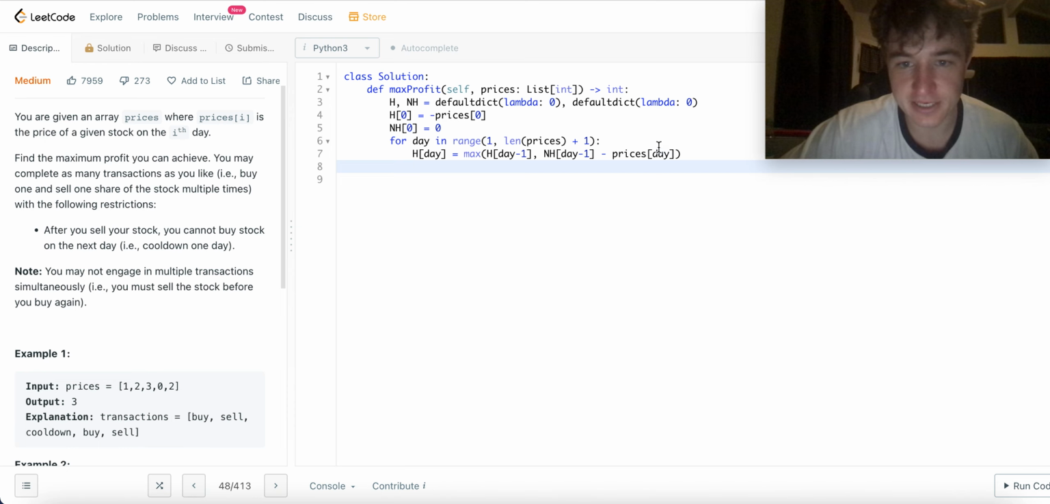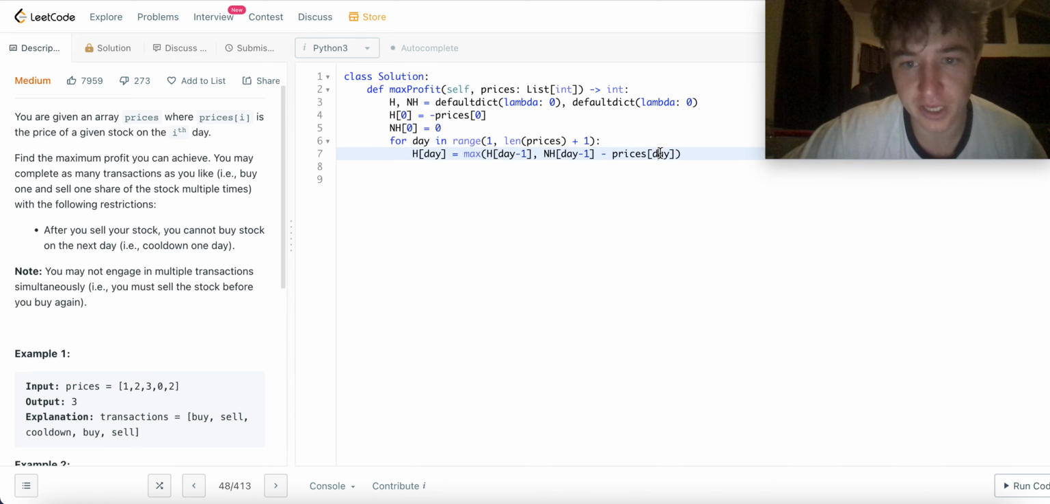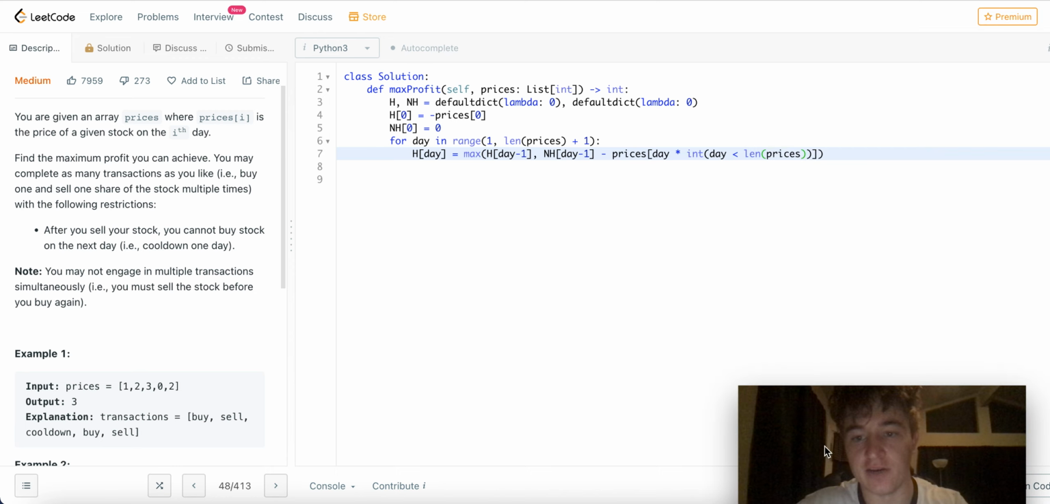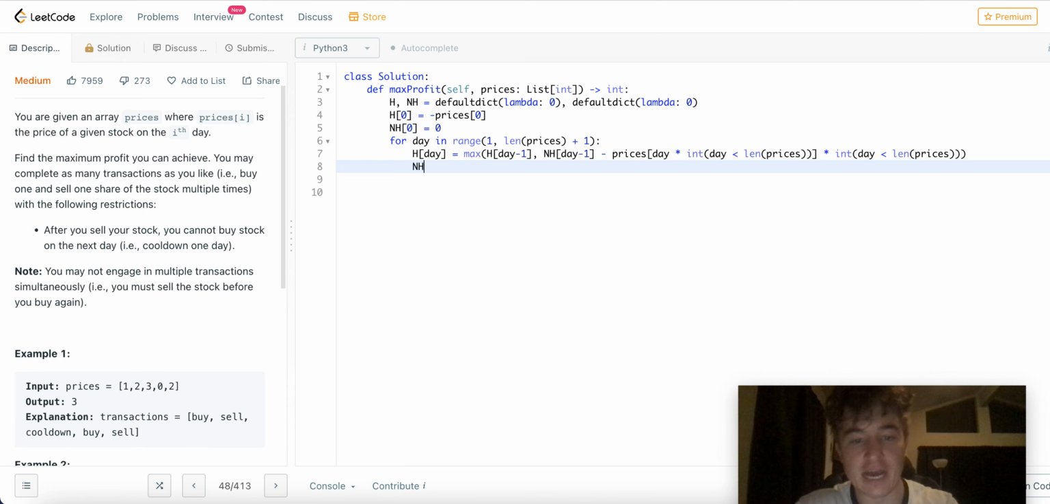The problem is that this could end up being larger than length of prices, because at the end it will be. So maybe we'll just say times int day less than length of prices. It's kind of ugly, but it just makes it a little bit easier. But then you'd have to multiply that also by int day less than length of prices. Whatever, that's fine. Okay, and then not holding on a day, because this could be outside of the boundary.